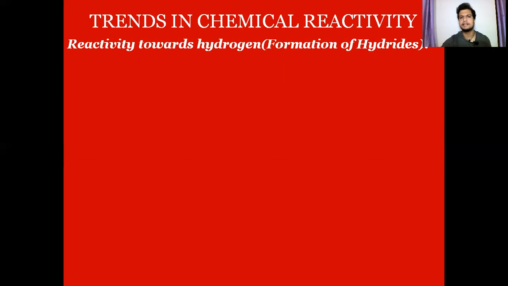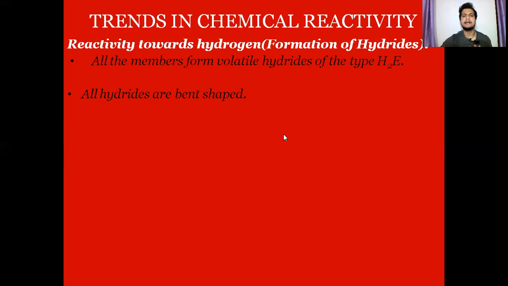So what kind of hydride do this particular group's members form? They always form hydride of this type. It's a volatile hydride of the form H2E. All hydrides are bent shape. So remember that all the hydrides will be bent shape, and E over there is nothing but the element of this group. It can be H2O, H2S, H2Se, H2Te, or H2Po. And all of them will have bent shape.